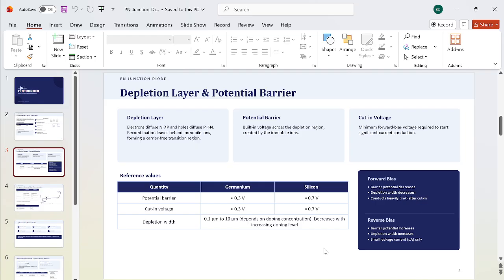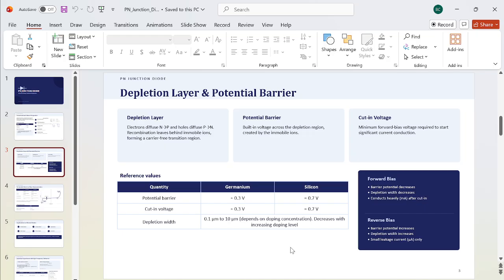So when the diode is working under forward bias condition, the minimum forward voltage applied to the PN junction which causes the diode to conduct significantly is known as the cut-in voltage. We will see this in the IV characteristics also.